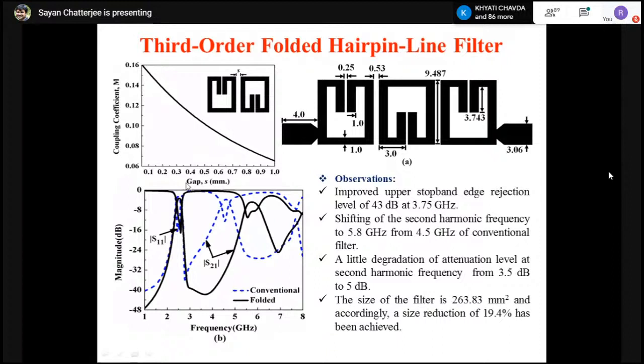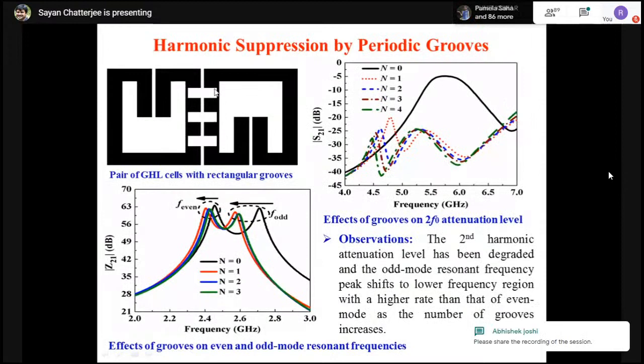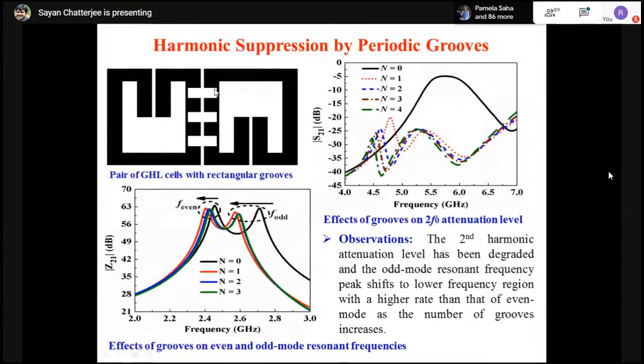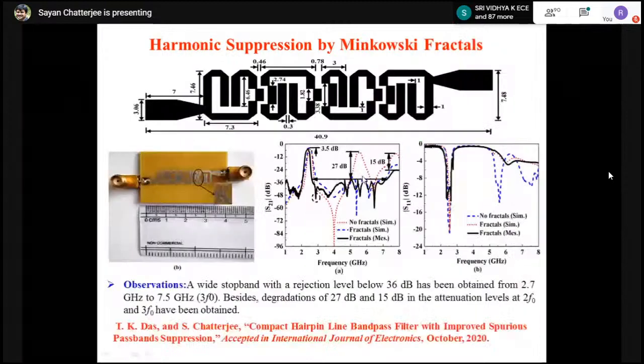So the first objective is harmonic suppression. We know that our main problem of phase velocity mismatch happens in the coupling region, and the maximum coupling region is this region. So we introduce periodic corrugations here, and that provides a very good perturbation effect on the harmonics. And you can see again the odd mode changes very rapidly, whereas the even mode almost remains the same, close to each other. So ultimately the second harmonic attenuation level is degraded, and that is basically our aim. So you can see, using the Minkowski perturbation, we have designed a filter and it provides very good performance, at least for a wide band, and you can have a certain depth of harmonic rejection.